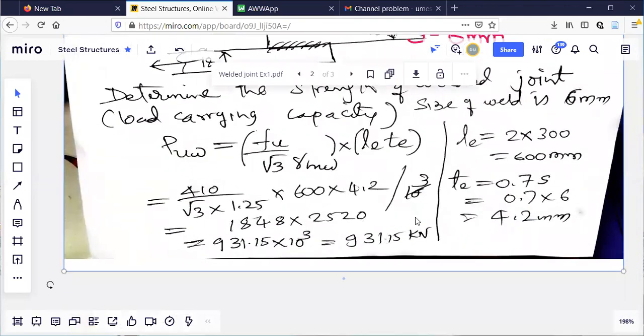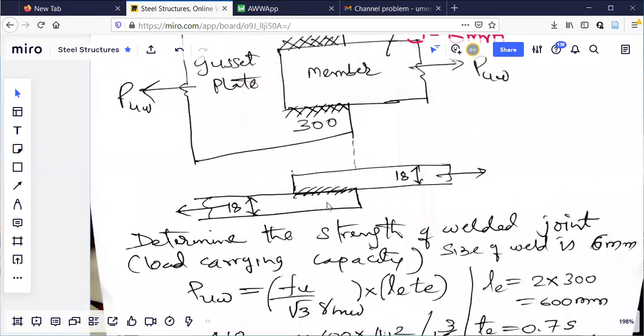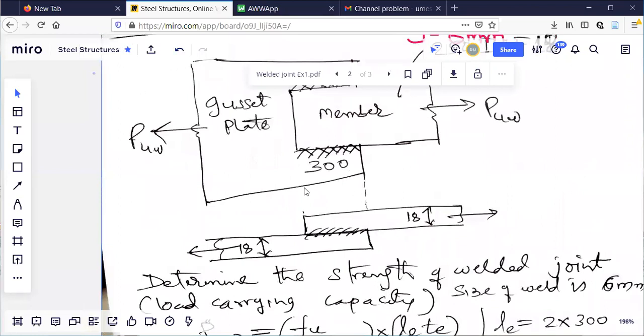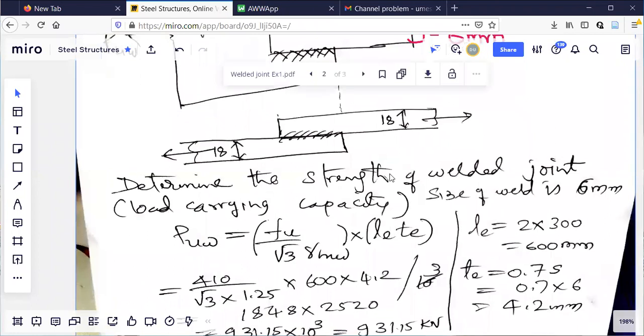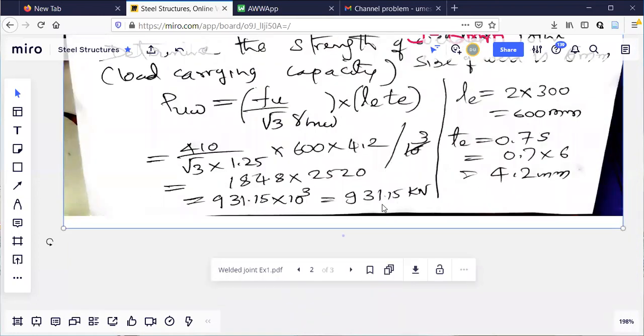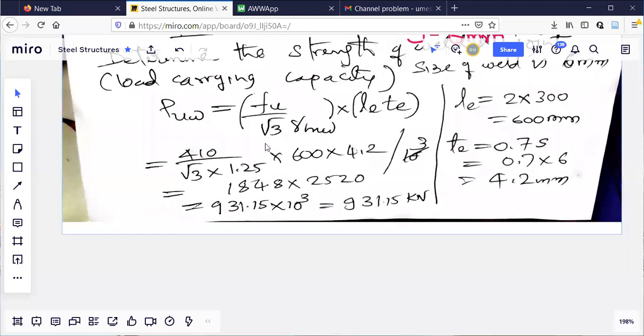How much is the safe load? This divided by 1.5. So the member should never be applied a force which is more than 931.15 divided by 1.5. That is a safe load. So the safe load that can be applied to this joint, or we can say working load, not ultimate, that the joint can carry is 931.15 divided by 1.5. So this is your solution.